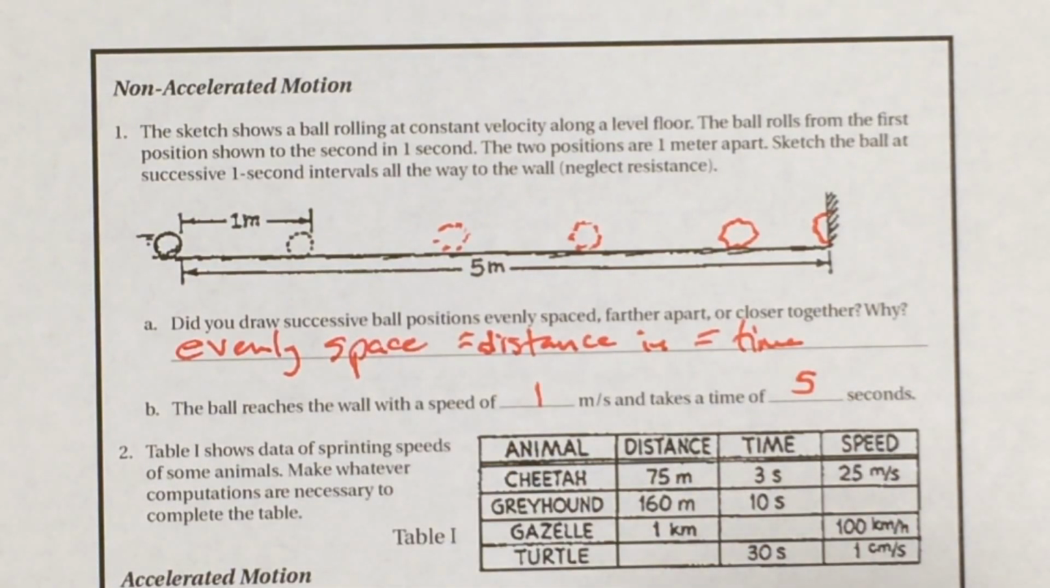Same idea. We're almost done. This is it. This is the end. Table 1 shows the sprinting speeds of some animals. Make whatever computations are necessary to complete the table.